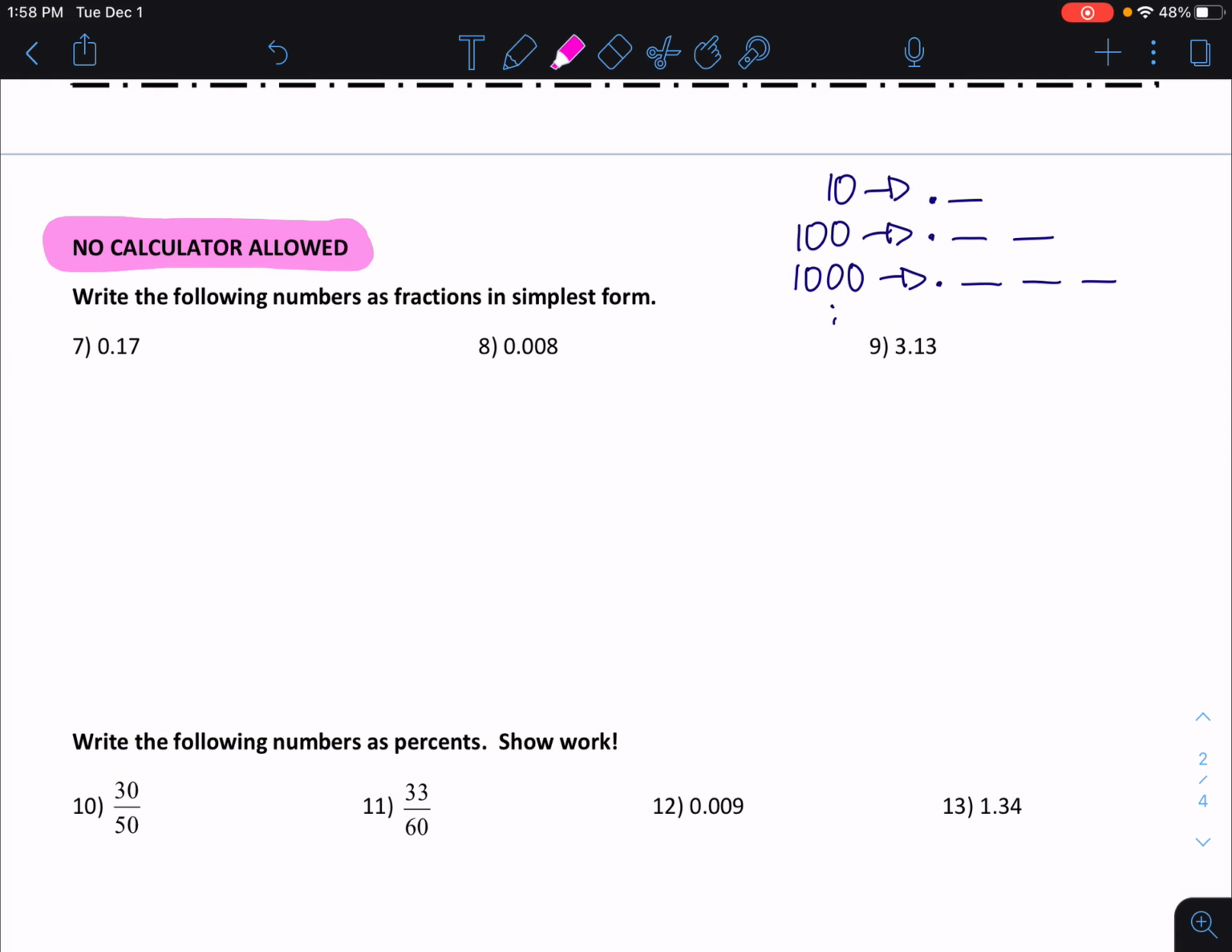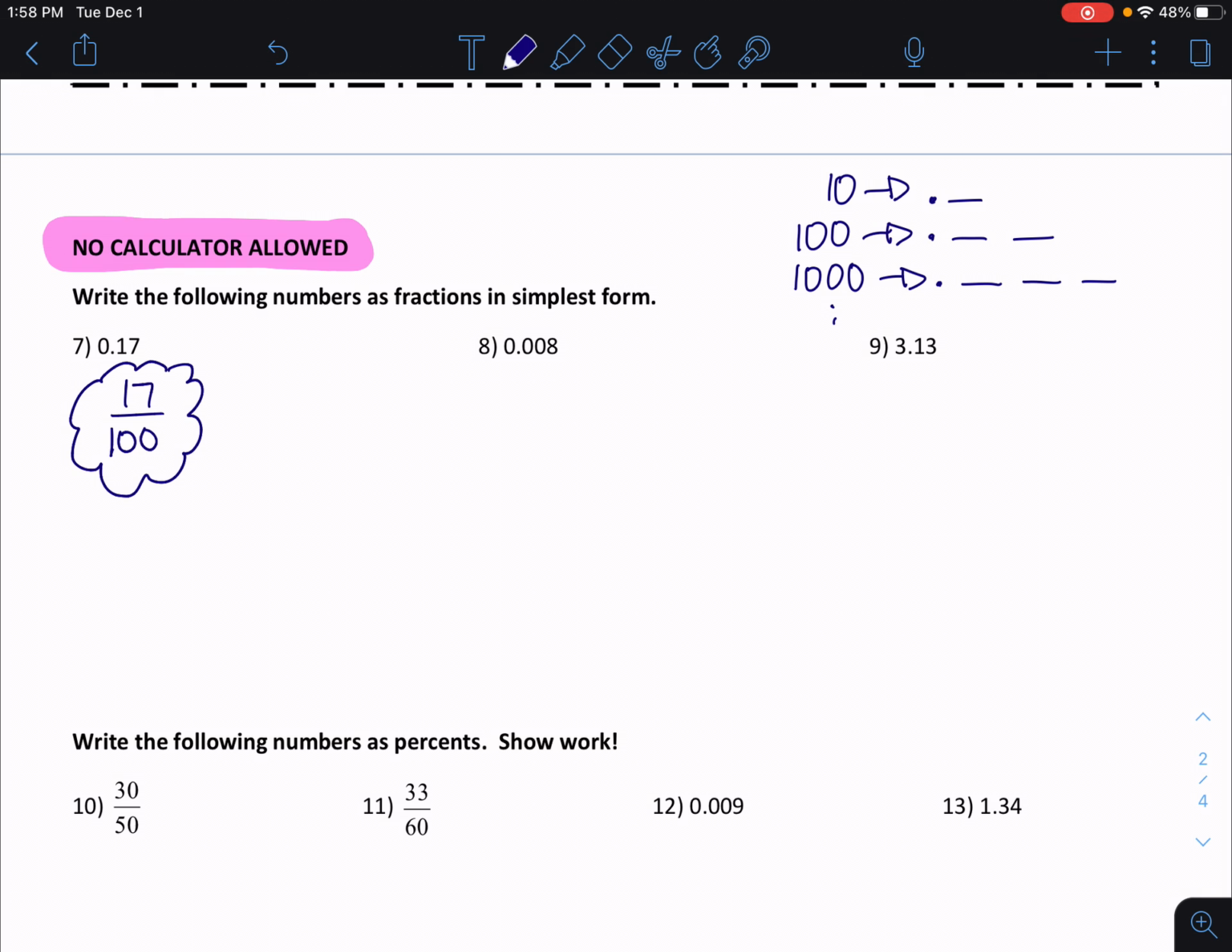Remember that to write a decimal as a fraction, you are going to count the number of decimal places and put it over the appropriate power of 10. So 1 decimal place means 10, 2 decimal places means 100, 3 decimal places means 1,000, and you would keep going for the number of decimal places that you have. So for number 7, 0.17 is 2 decimal places, so it's going to be 17 over 100. 17 over 100 cannot be simplified any further, so 17 over 100 is the answer.